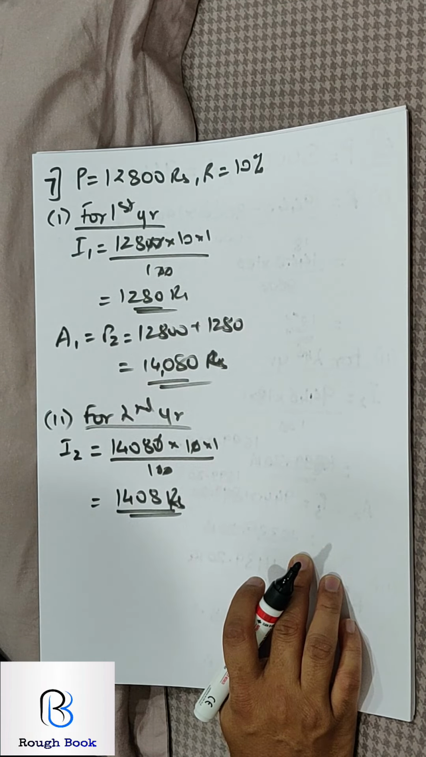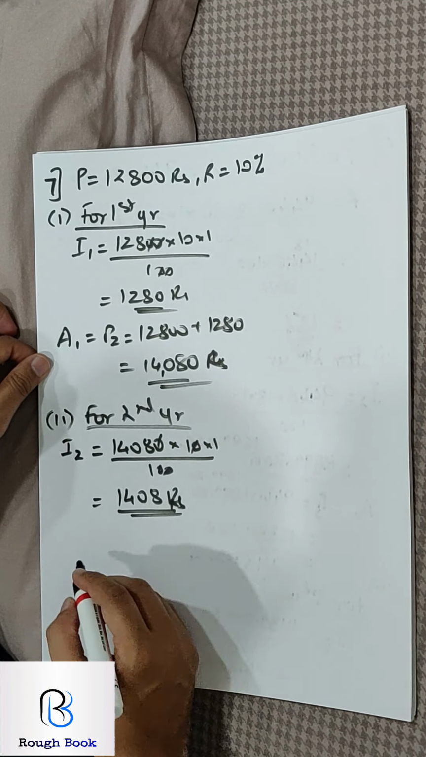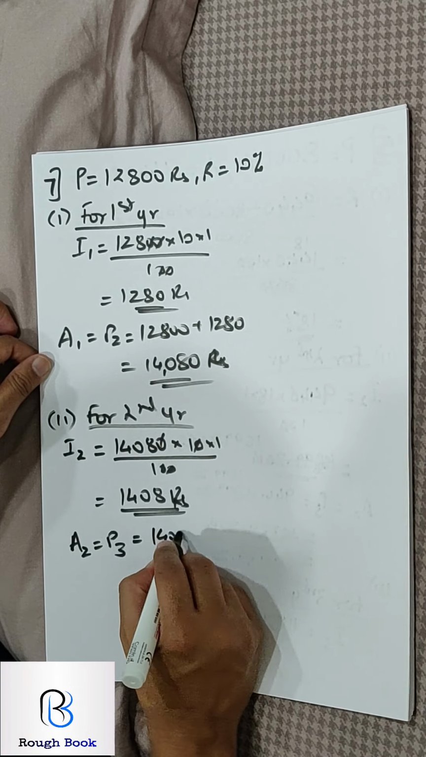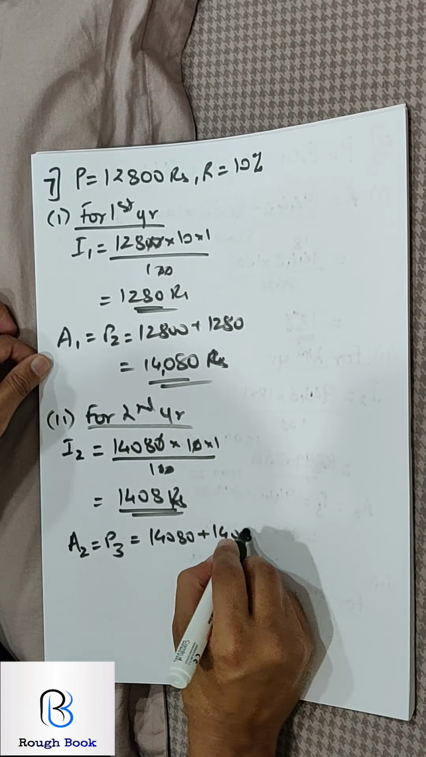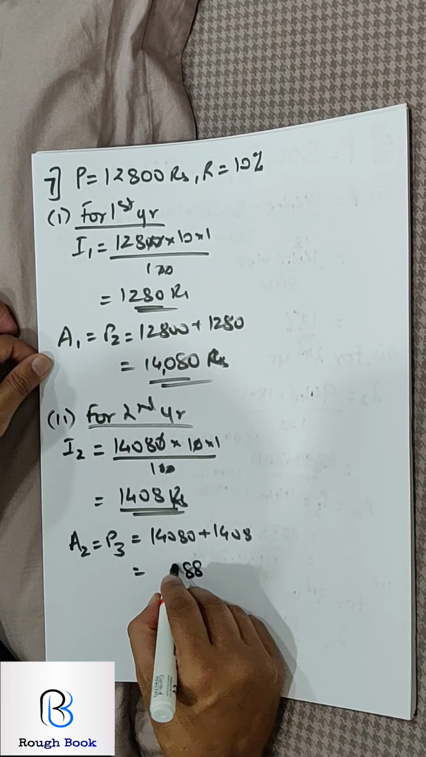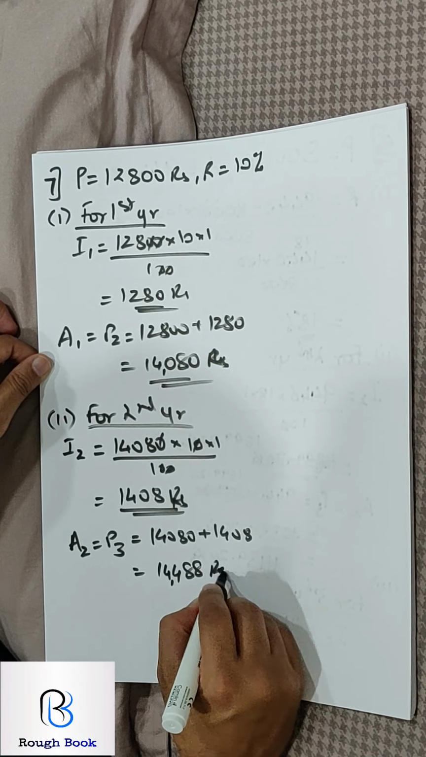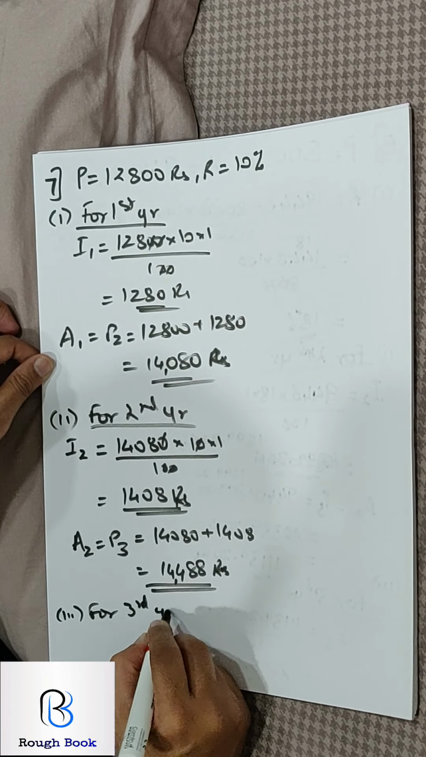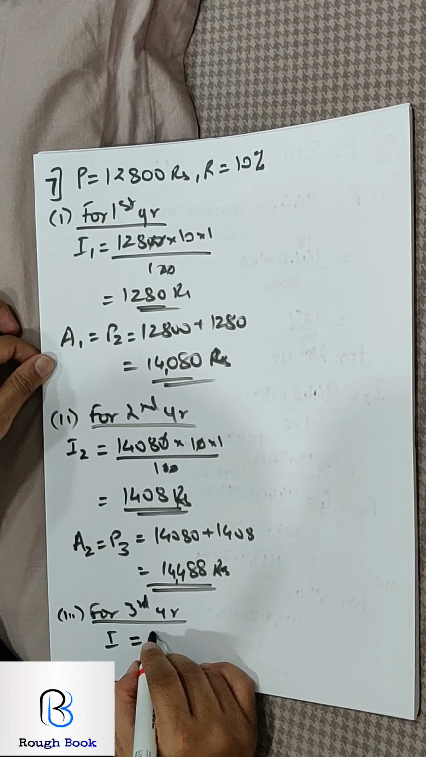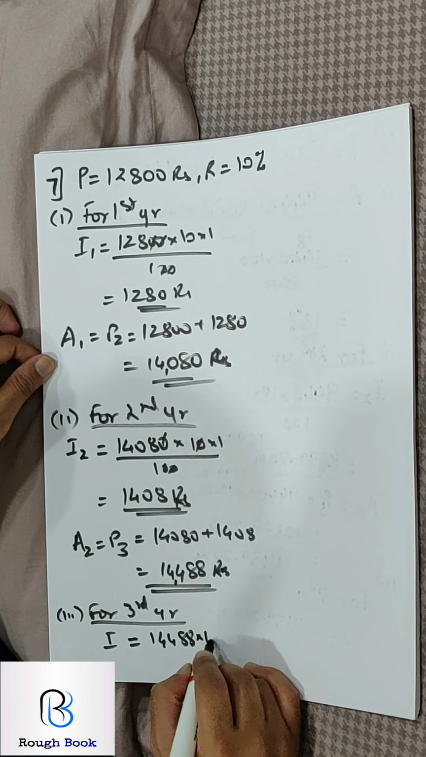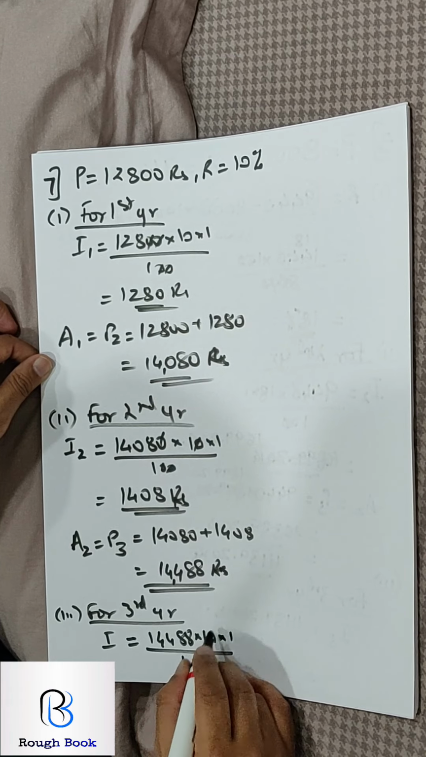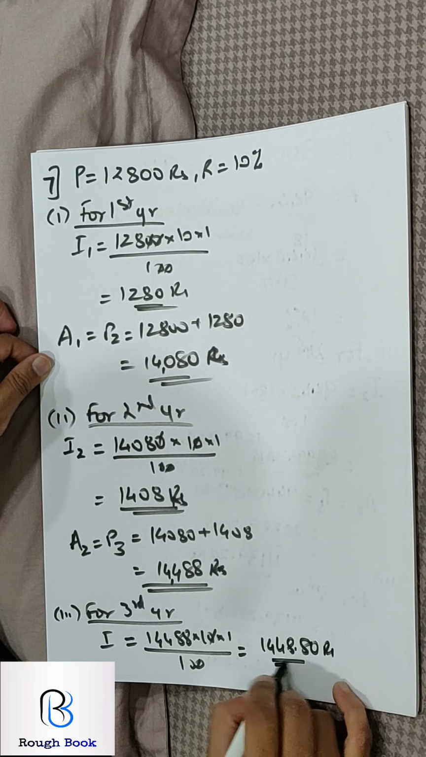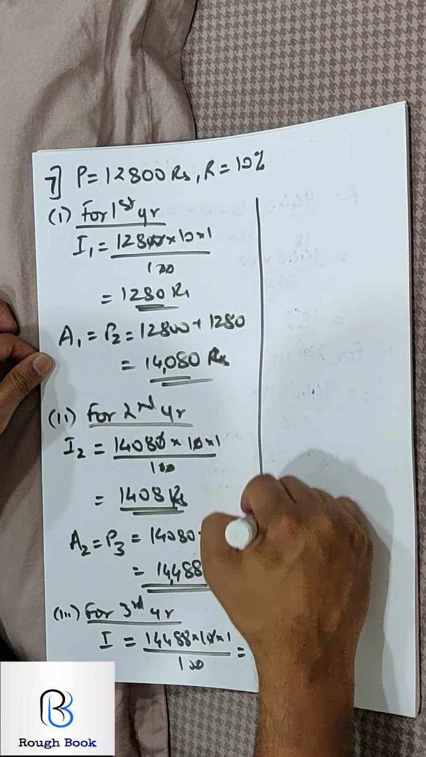And then the third part, total amount at the end of the third year. So here first I'll have to calculate A2 or P3. That will be 14,080 plus 1408. So 15,488. And now I will calculate for the third year. So for third year, interest will be 15,488 at 10%. So that should be 1548.80. My question is, what is the amount at the end of the third year?